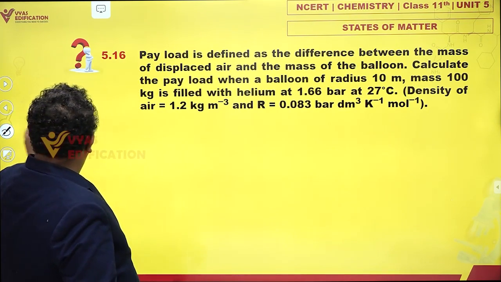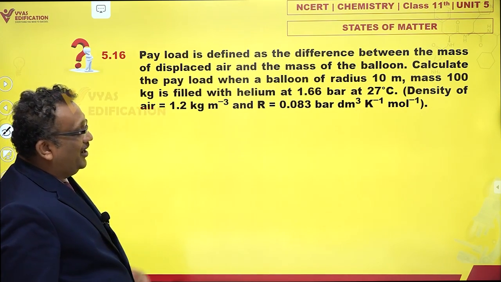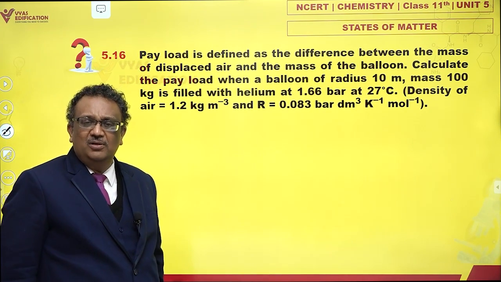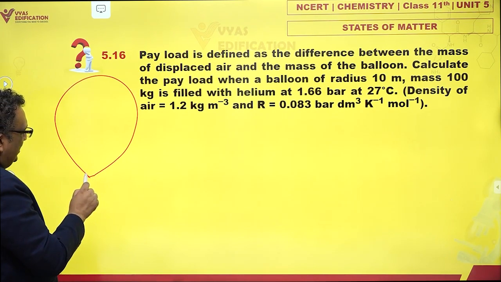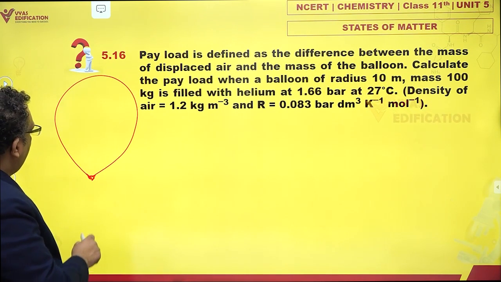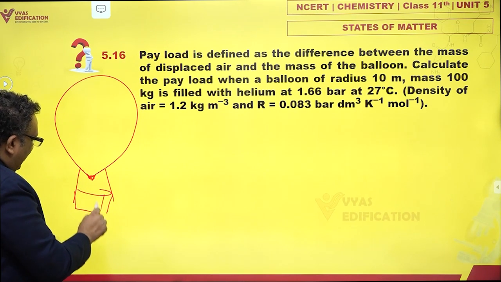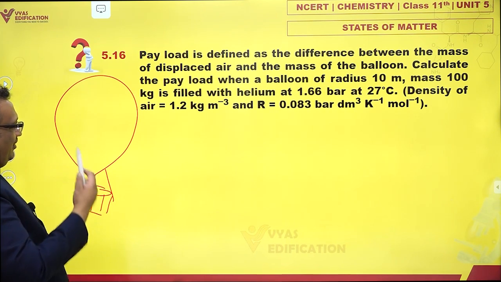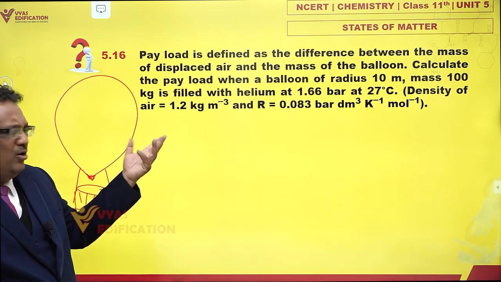Payload is defined as the difference between the mass of displaced air and the mass of balloon. What is all this nonsense? Actually, what they are referring to is a hot air balloon, or in general a balloon. If you have a balloon like this, fine. And if you are trying to hang a bucket, if you are trying to ride the bucket and go up in the air with the balloon, they are trying to give you some idea about payload. We will talk about that.